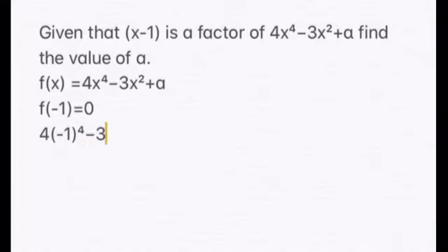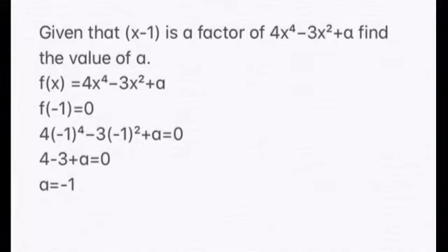Then, by using the statement from the factor theorem that we looked at first, which is that if x minus p is a factor of f of x, then f of p equals 0. So p equals -1 in this case. And we'll let it equal 0, and so we get that 4 minus 3 plus a equals 0, and so a equals -1.